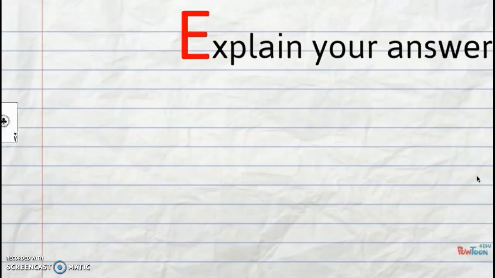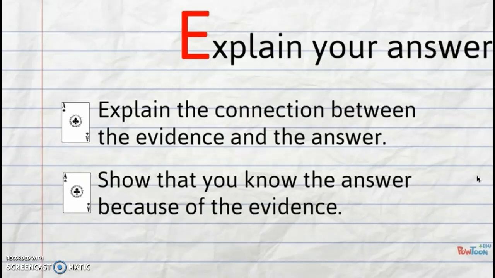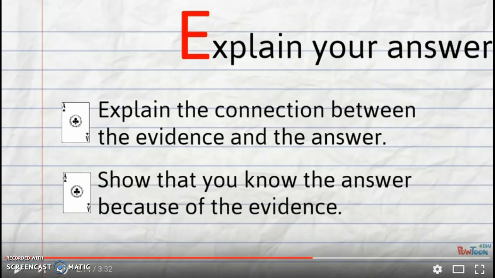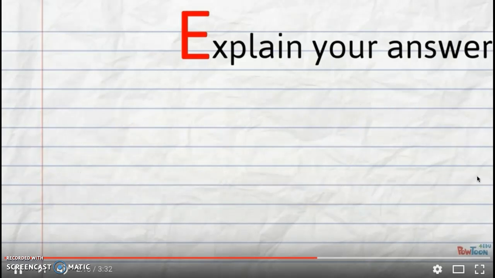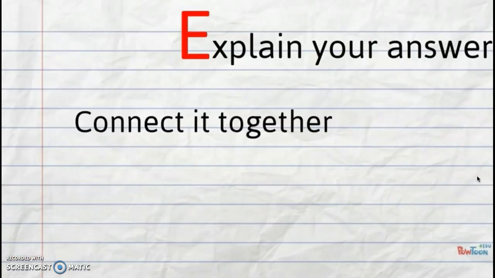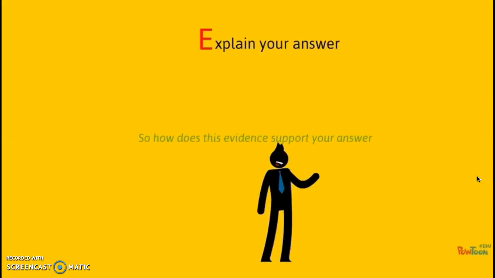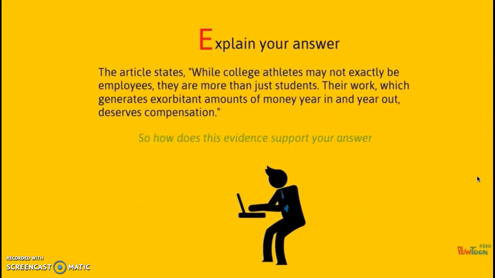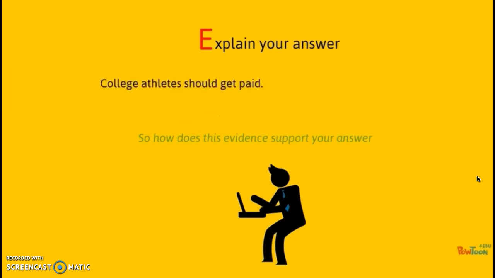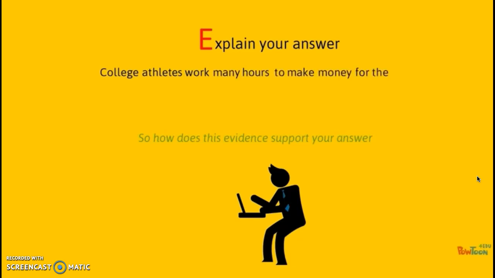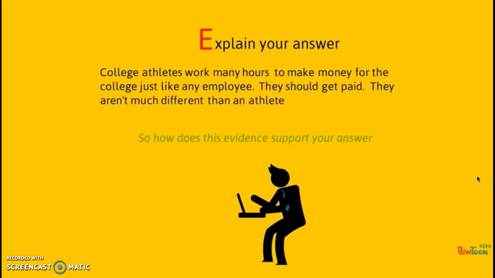Now let's move on to E. You want to explain your answer. Explain the connection between the evidence and the answer. And then show that you know the answer because of the evidence. Let's give an example of this. So you're going to connect it all together. So you want to explain how this evidence supports your answer. You just said college athletes should get paid. You quoted something supporting your answer, and then now you're going to explain it.